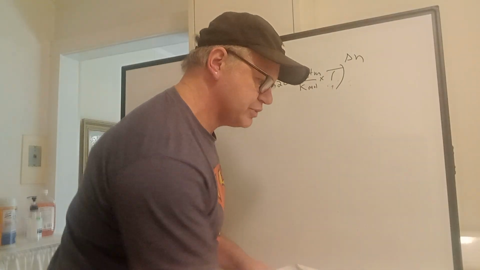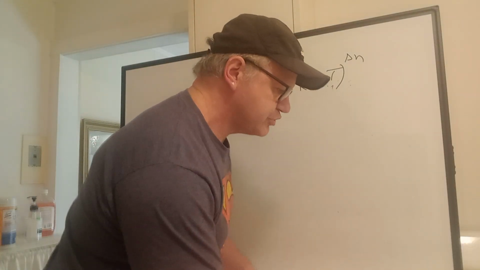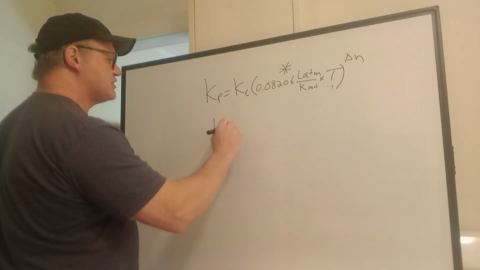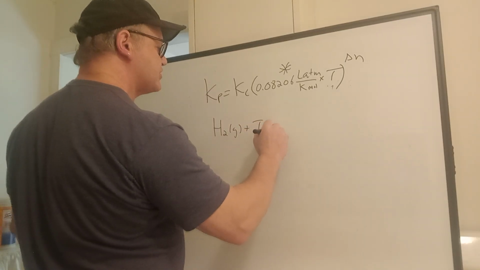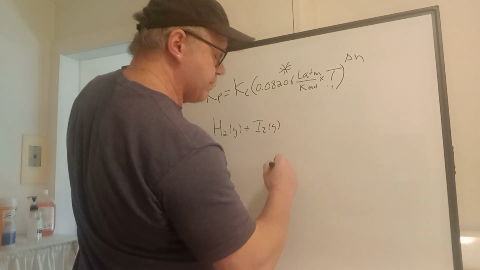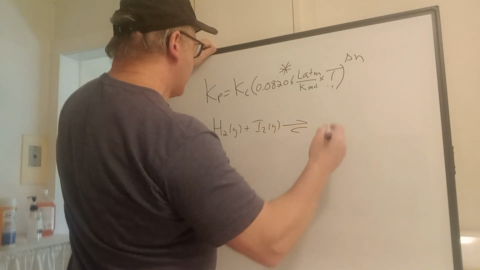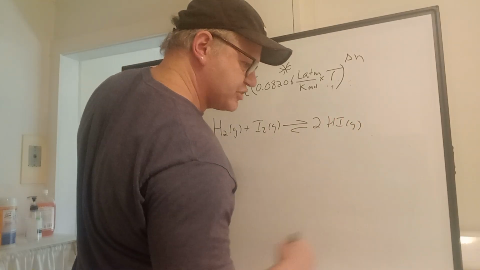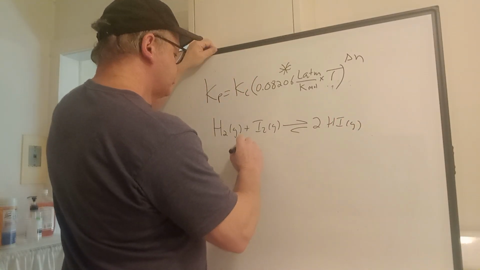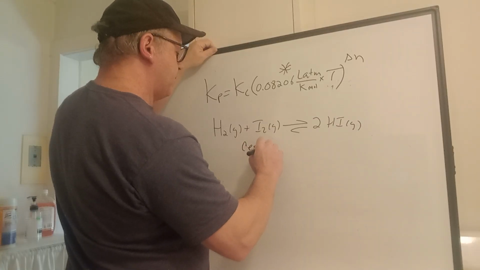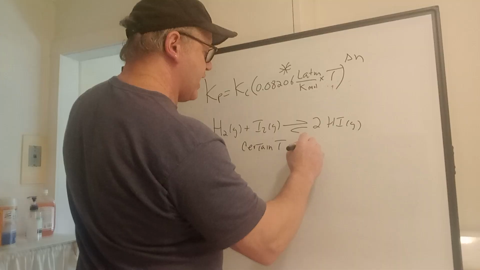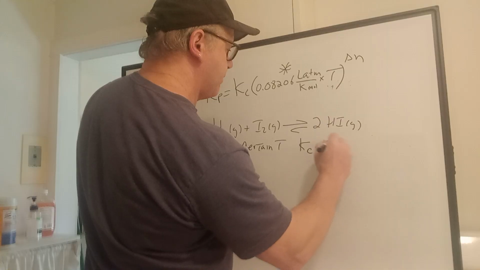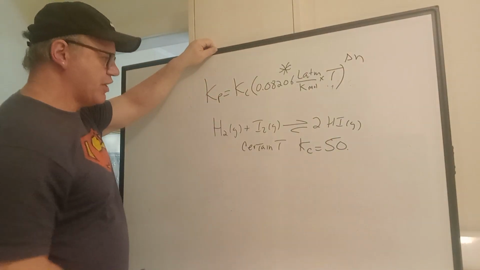So let's do a couple problems. I'll start out with a straightforward one, but it's open to interpretation. That's important. H2 gas plus I2 gas goes to 2HI gas, and I just wrote at a certain temperature. You can start out either way. Kc is 50. We know at a certain temperature Kc is 50.